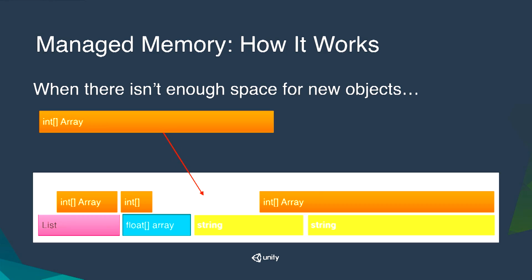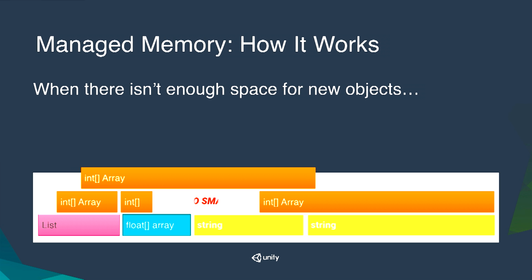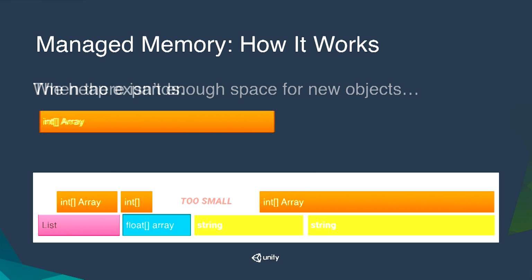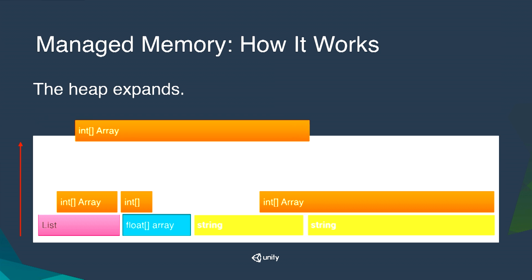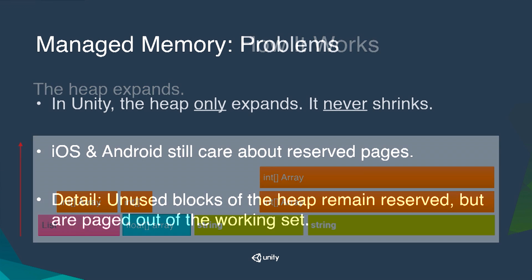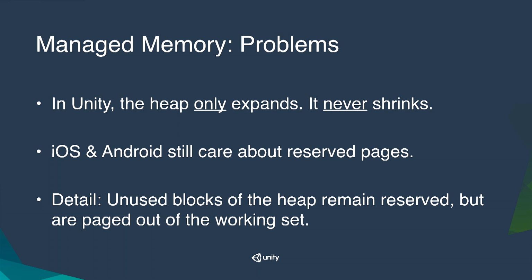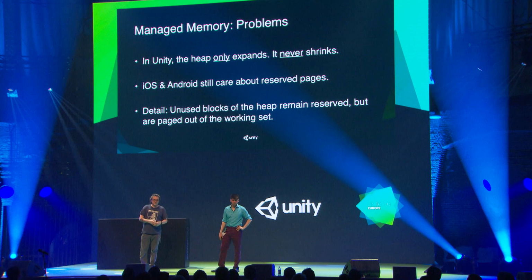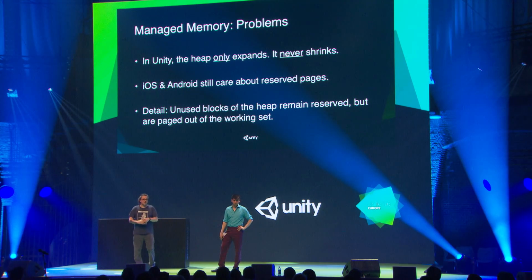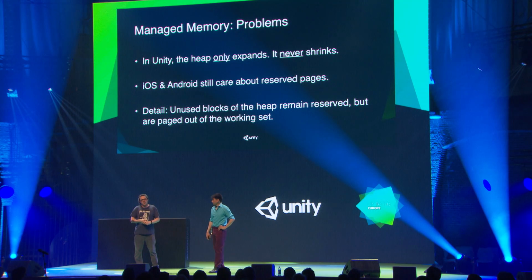Now, what happens when there's not enough memory for new objects? What we have to do is expand the entire heap to fit this in. And this isn't a permanent expansion. So now we have even more unused memory. Now, remember, the heap only expands, it never shrinks. And this is bad on low-end mobile devices like 512 megabyte iOS devices where you have about 180 megabytes of memory for your game to fit into.